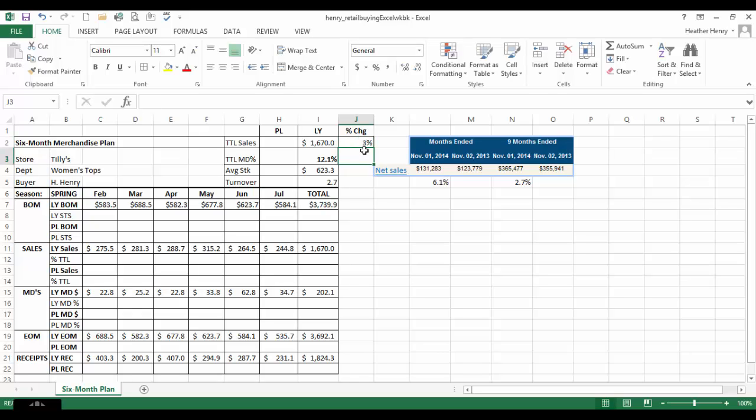So overall, we have had a healthy back to school at 6.1%. It looks like for the year we are at 2.7%. Since we've had a healthy back to school season, I'm also going to say we will have a healthy holiday season. That's where I'm getting my 3% from. I'm bumping up that 2.7% to a 3% to project for a healthy holiday season. So overall, I'm going to say the planned sales going forward will be a 3% increase in our sales plan over last year.